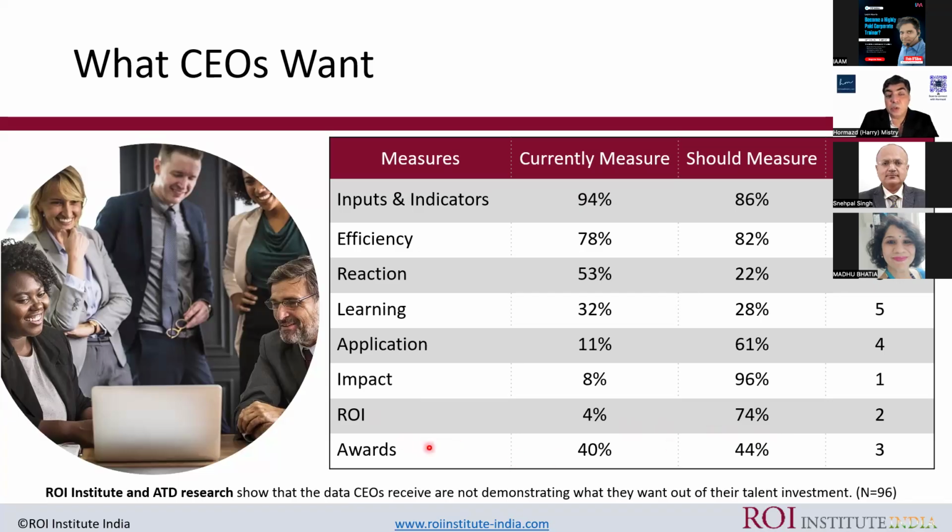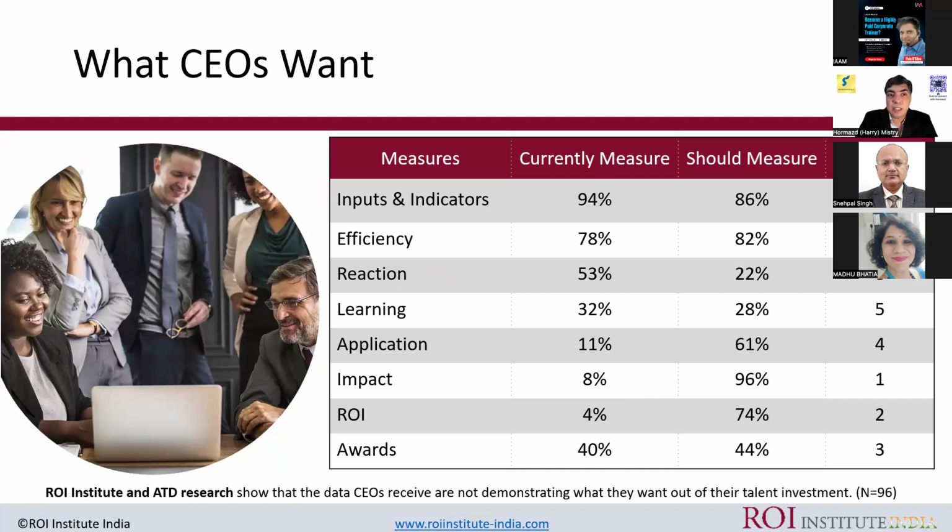And finally, when it came to awards and recognition and so on, 40% of them said that it was being measured versus 44% who said that they would like to see it. When we asked them to rank the importance of each of these measures, the CEOs said that getting to know the impact of a program or an initiative was the topmost priority for them, followed by the ROI of a program or an initiative, followed by rewards, then application, learning, inputs, efficiency, and reaction.